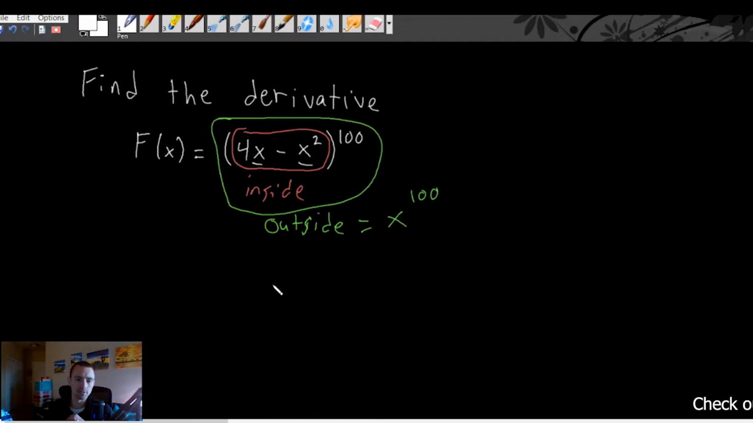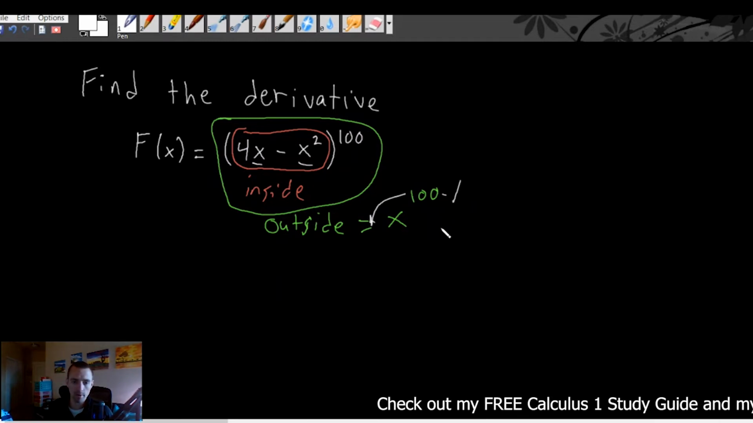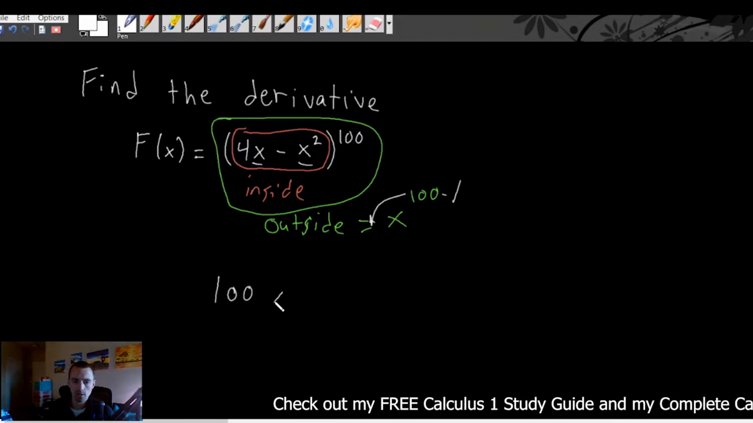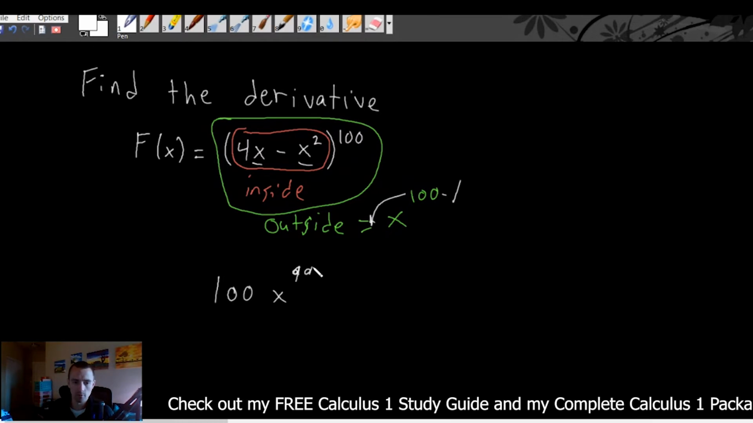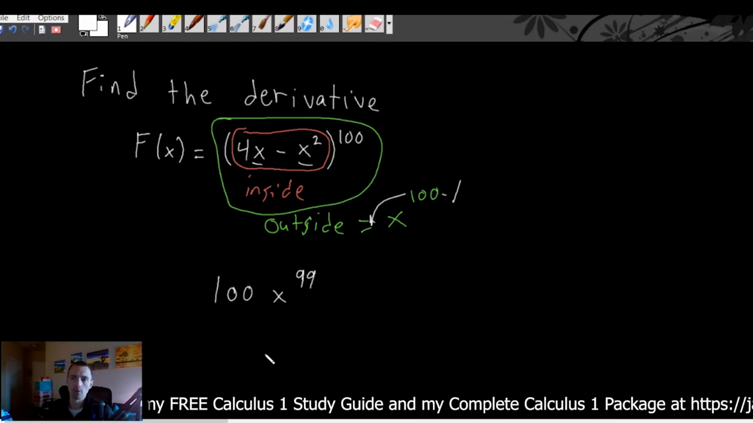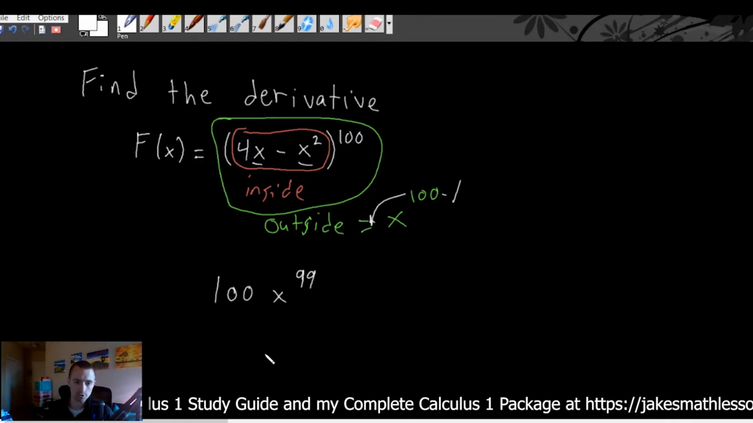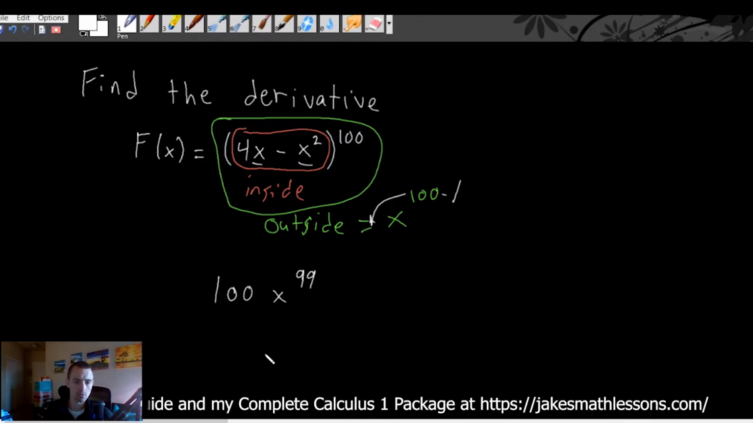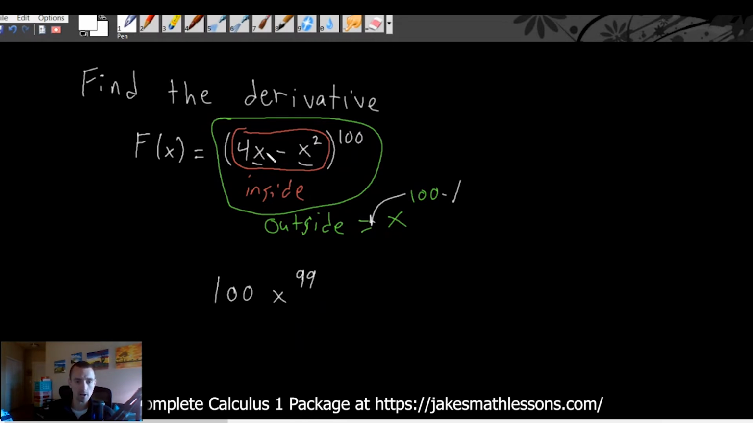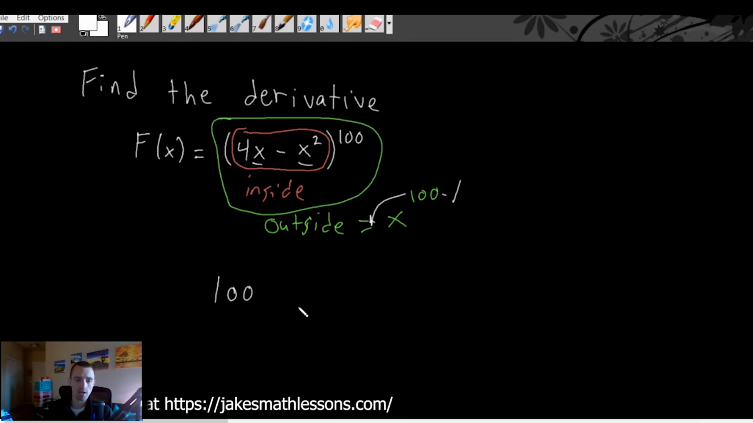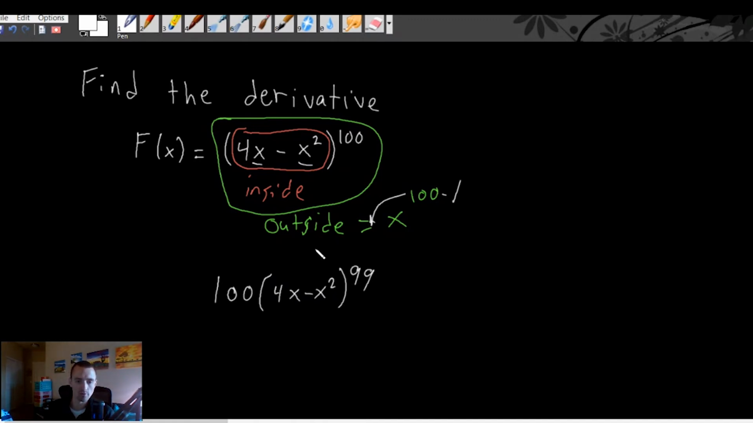Okay, so if we're going to take the derivative of the outside function, that's just going to be power rule. We can just bring the 100 down in front and then subtract 1 from the power. So that would give us 100 times x to the 99th power. However, since we want to take the derivative of the outside function and leave the inside function alone, we now need to go back here and replace our x with our inside function. So instead of writing 100x to the 99th power, we have to write 100 times 4x minus x squared, to the 99th power. So we've taken the derivative of our outside function.